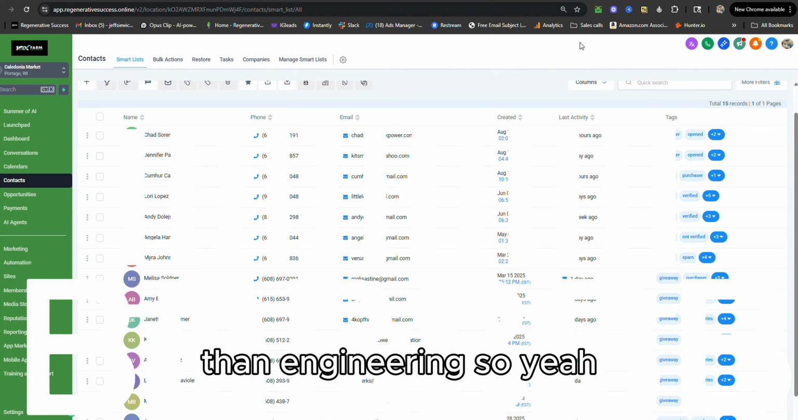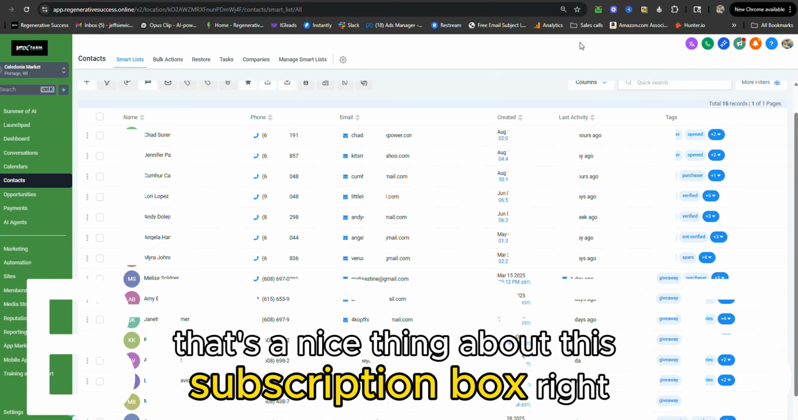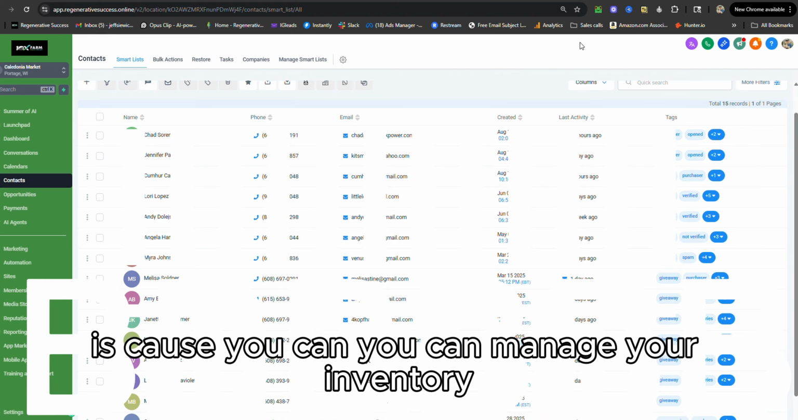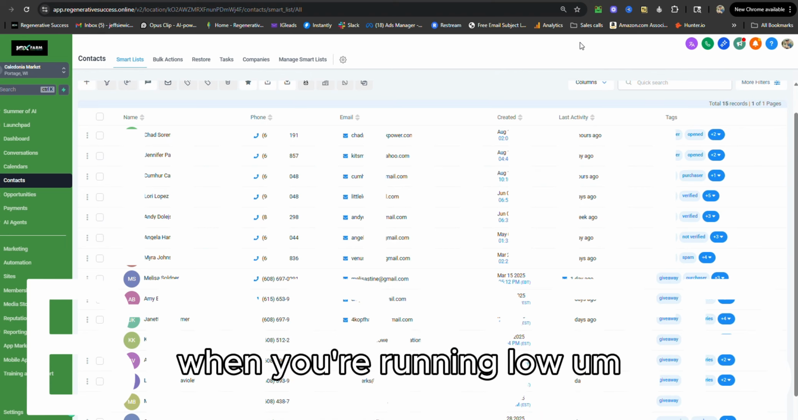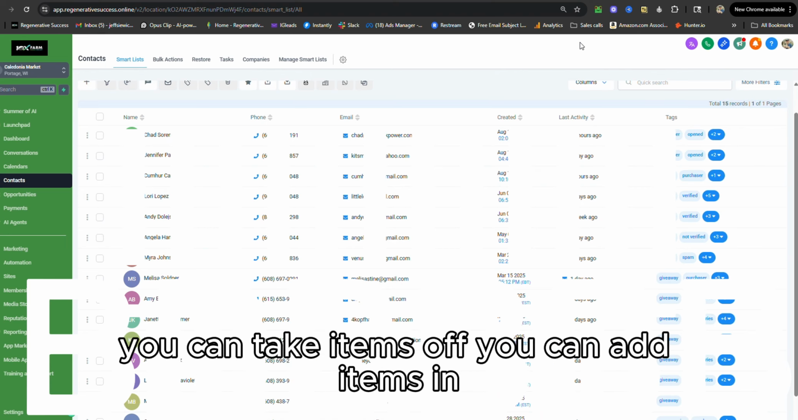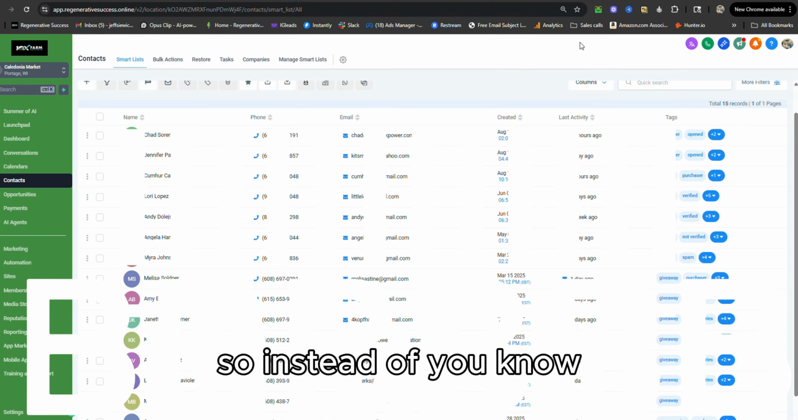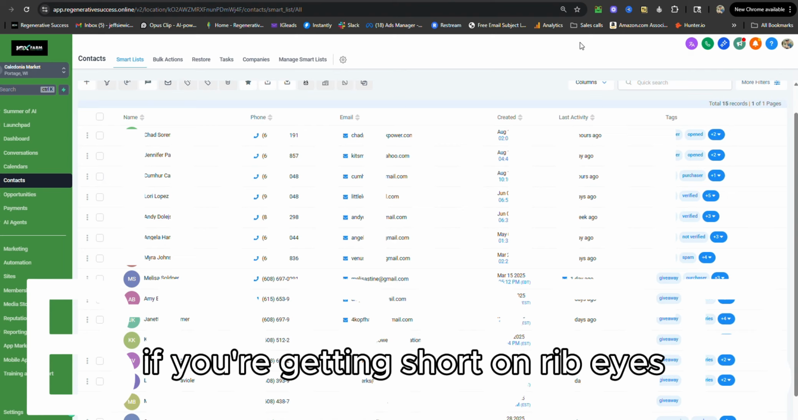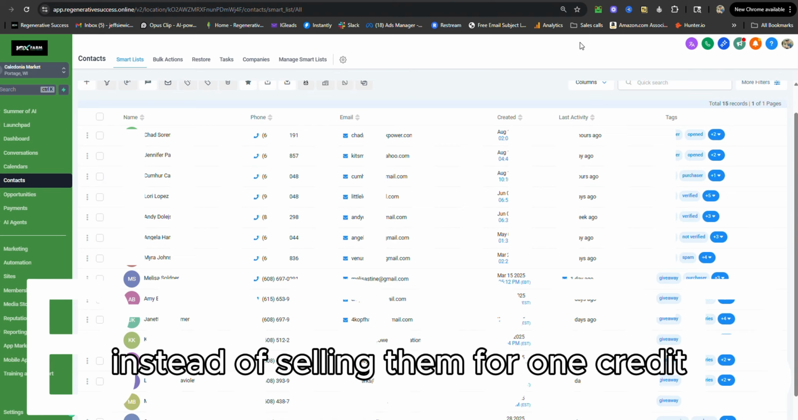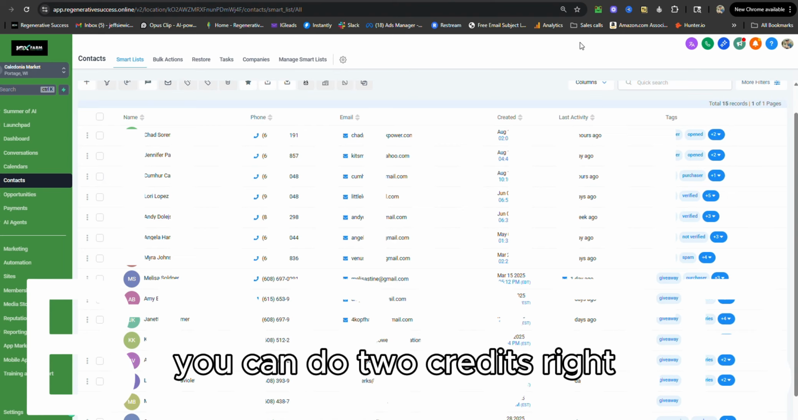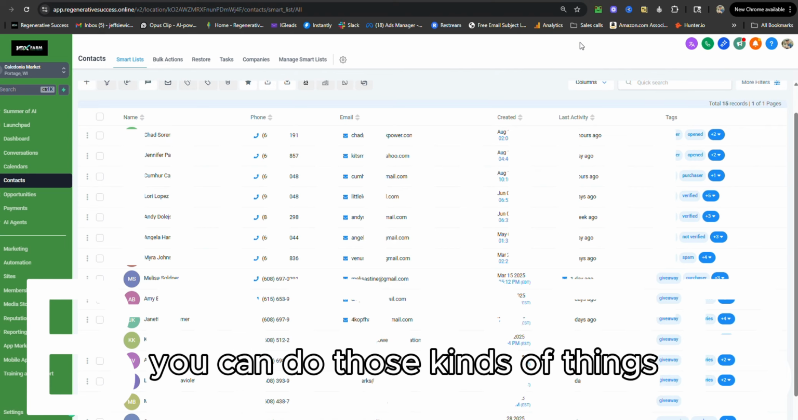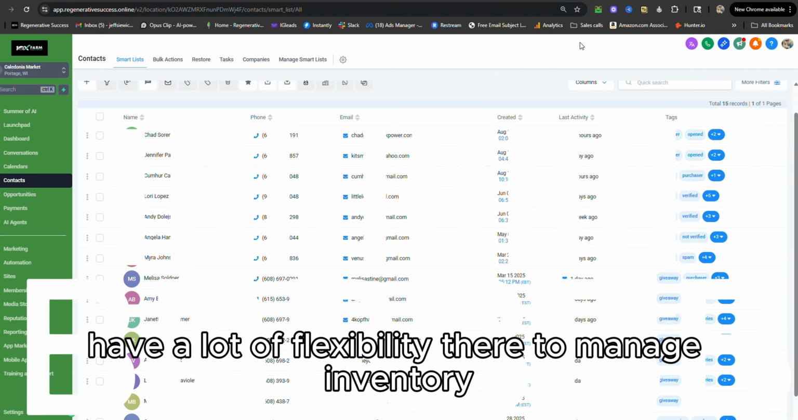So yeah, the other piece of that is, that's the nice thing about this subscription box, right? You can manage your inventory when you're running low. You can take items off, you can add items in, and you can adjust the credit value. So if you're getting short on ribeyes, instead of selling them for 1 credit, you can do 2 credits, right? Which is really nice. You have a lot of flexibility there to manage an inventory.